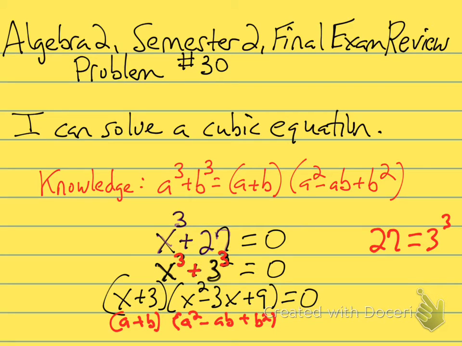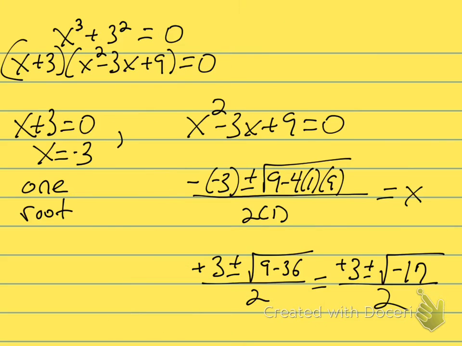Once we have applied the pattern for the sum of two cubes and we have it set equal to 0, we can go ahead and set our factors equal to 0. So we have our first factor, which is x plus 3 equal to 0, and we have our second factor, which is the trinomial x squared minus 3x plus 9. Our first root is rather simple to find. It's going to be x equals negative 3.